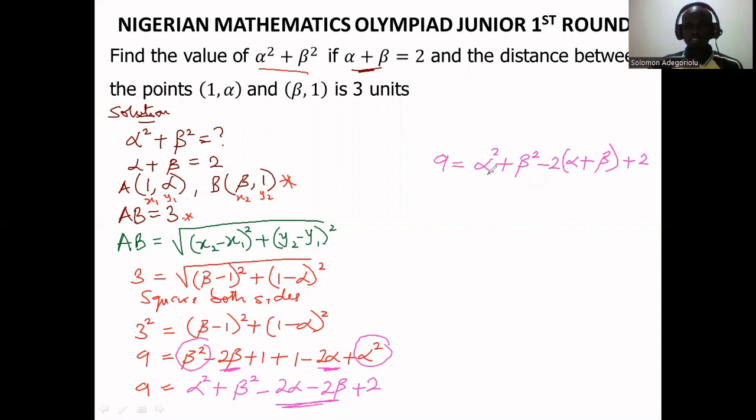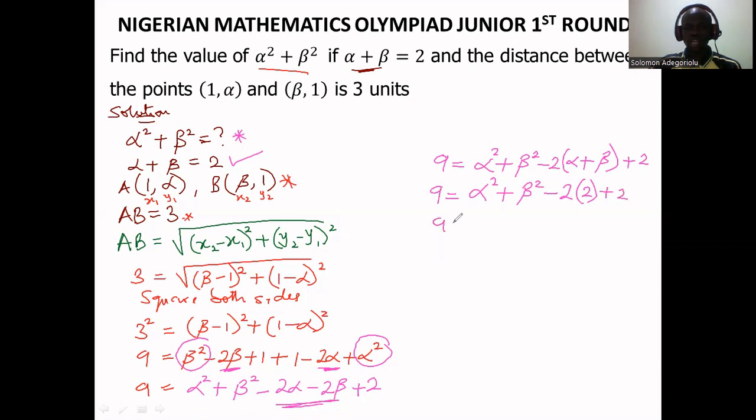So in a nutshell now, we go back to the question, and based on the analysis that we did here, we said alpha plus beta is 2. You can see here, alpha plus beta is 2. And alpha squared plus beta squared is unknown. So this is what we're looking for. Now let's substitute alpha plus beta to be equal to 2. So in a nutshell, here is 9 is equal to alpha squared plus beta squared minus 2 into bracket of, this is going to give us 2 because alpha plus beta has been given from here, which is equal to 2. Then also we have plus 2.